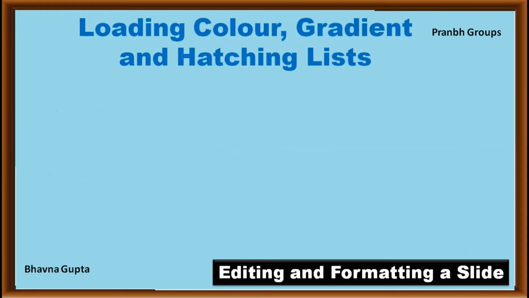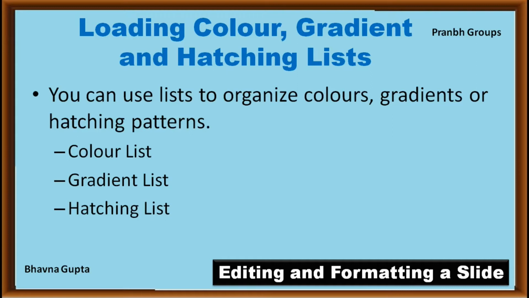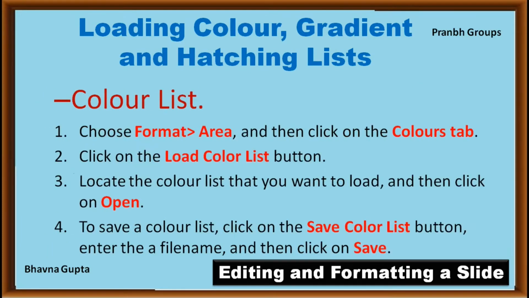First one, loading color, gradient and hatching lists. You can use lists to organize colors, gradients or hatching patterns. There are three types of lists. First one, color list, second, gradient list, and third, hatching list. Let's discuss the first one, color list.